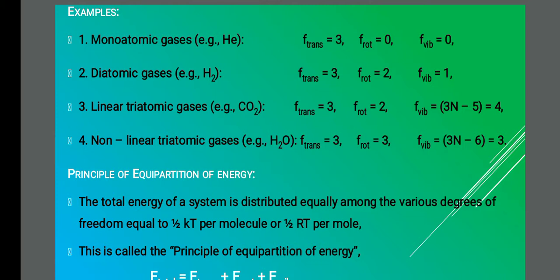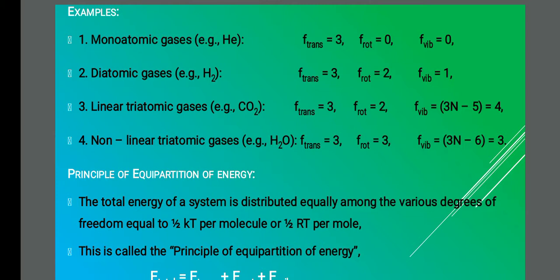Coming to the non-linear triatomic gas, the water molecule is an example. F trans is equal to 3, F rotational is equal to 3, because it is a non-linear molecule, rotational is also 3. Okay. And coming to vibration, we have 3 atoms, but it is a non-linear molecule. So the formula is 3n minus 6. So 3 into n, where n is 3 atoms, 2 hydrogen, 1 oxygen. So 9 minus 6, the answer is 3. Is it clear? So I have explained with examples how to calculate these degrees of freedom. The examples we have taken are helium, hydrogen, carbon dioxide as well as water.